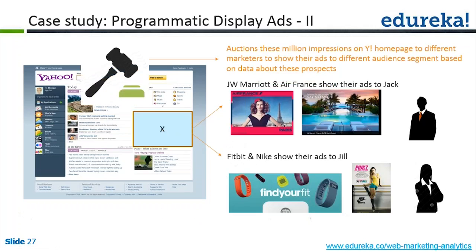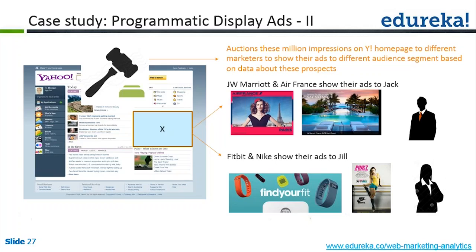So here comes RTB, wherein Yahoo essentially auctions these million impressions to different marketers so that they can show their ads to different audience segments based on data about these prospects. So the end result being, Jack, when he logs into his Yahoo homepage, probably based on his previous transactions or cookie-based information that Yahoo or a Google is actually selling to an advertiser, a JW Marriott or an Air France is able to show their ads.